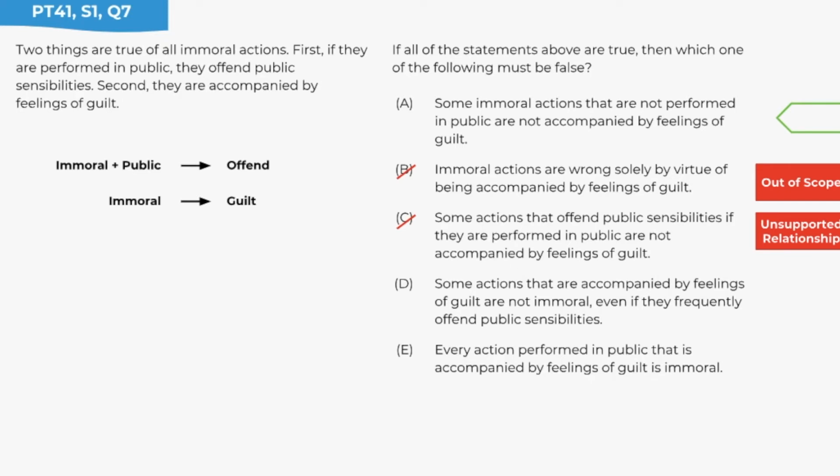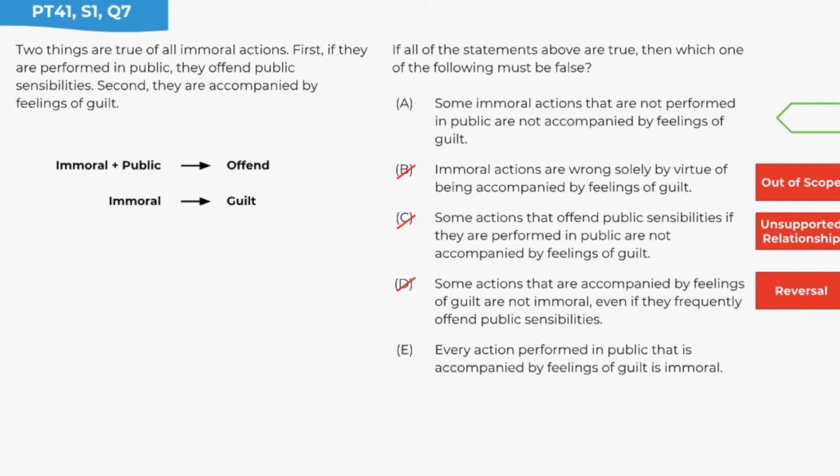Answer choice D says some actions that are accompanied by feelings of guilt are not immoral. Okay, so now they're not immoral. So that does not meet the sufficient condition of either of the two relationships. And so we can get rid of D as well. D is simply attempting to refute the reversal of the second relationship. Right? So if the second relationship said all actions that are accompanied by feelings of guilt are immoral, then answer choice D would contradict that claim. But that's a reversal of what we were given. And so D doesn't actually contradict the second claim. We can get rid of it.